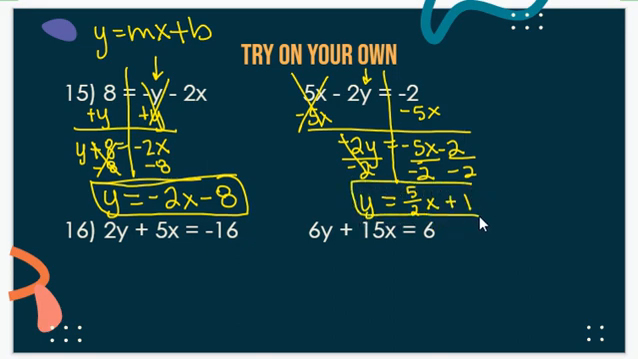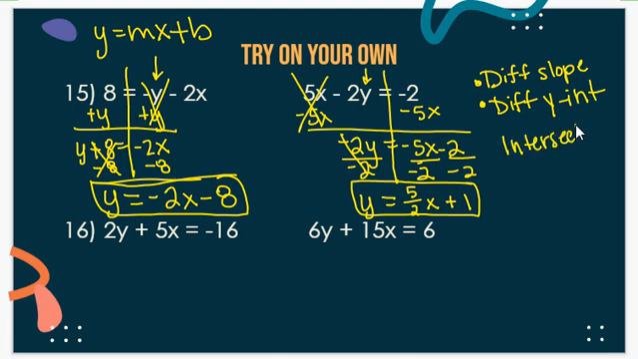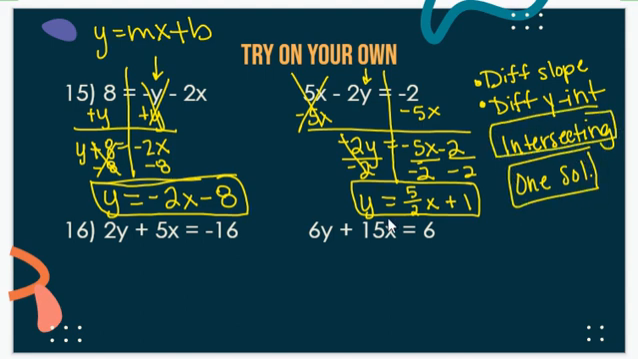So right off the bat, I can automatically tell a couple things about these equations. They already have different slopes. They already have different y-intercepts. So I already know these are going to be intersecting. They're going to be intersecting lines which have one solution wherever they intersect. And I don't know where these lines are going to intersect because they don't intersect on the y-intercept. So we just write intersecting lines, one solution, because they have different slopes and different y-intercepts.